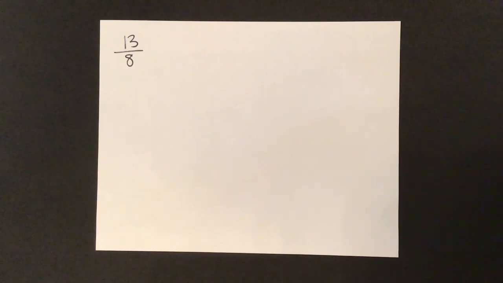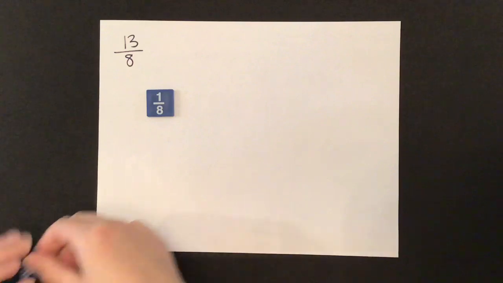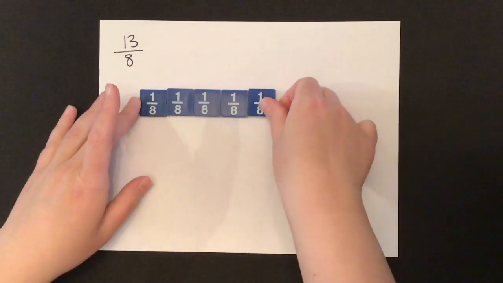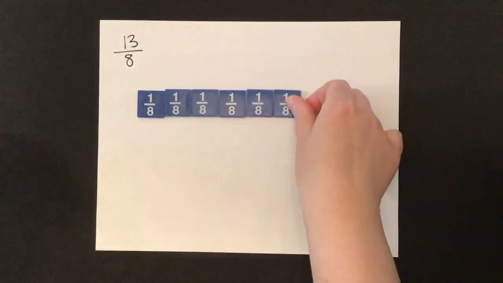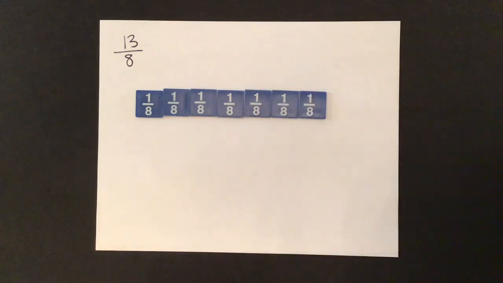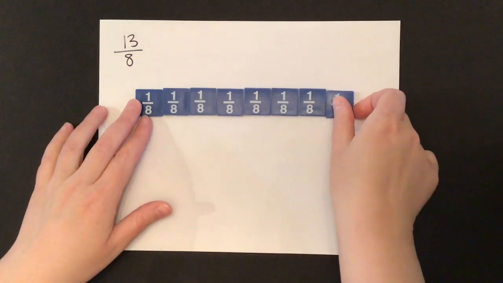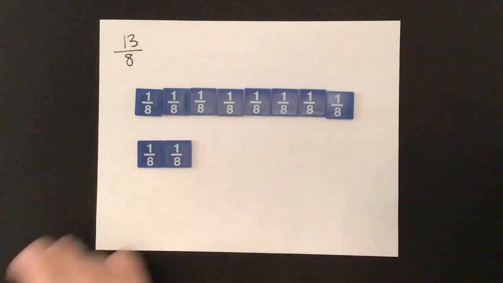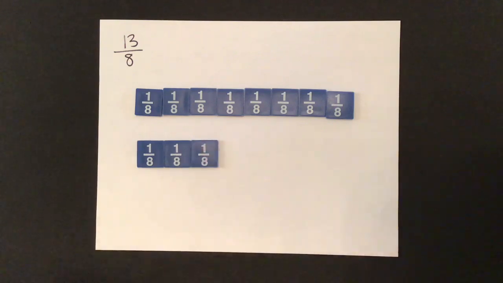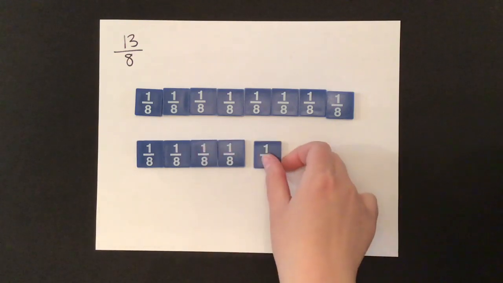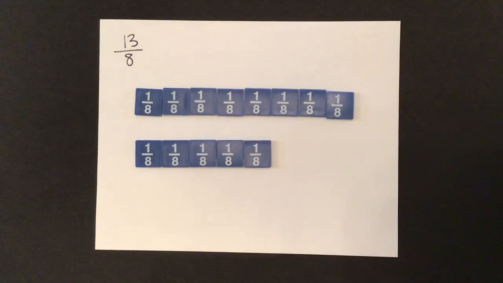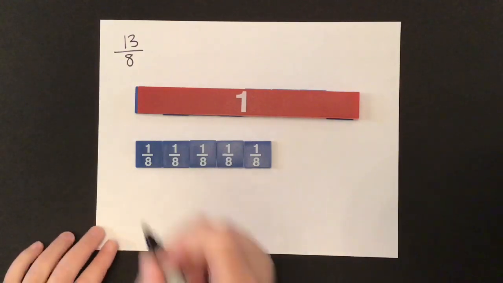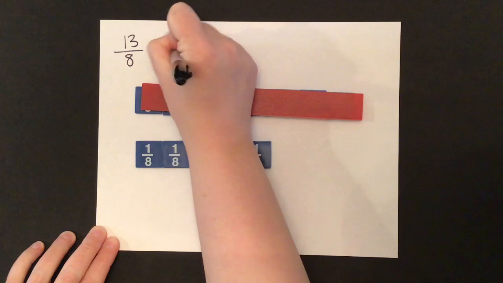Let's look at 13/8. So 1/8, 2/8, 3/8, 4/8, 5/8, 6/8, 7/8, 8/8, 9/8, 10/8, 11/8, 12/8, 13/8. So I can see that that is equal to 1 and 5/8.